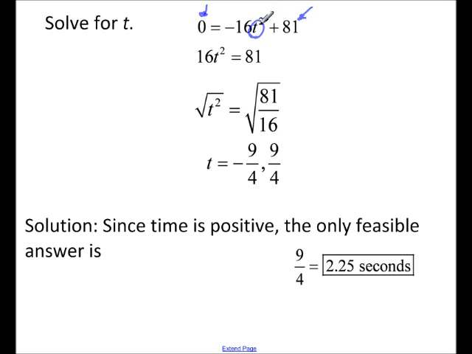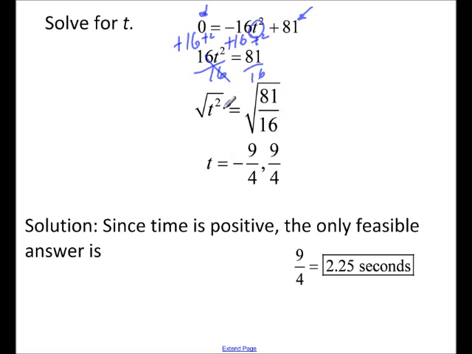Now, we want to get the t squared by itself, so one way we could do that is subtract 81. But then everything's negative and that's annoying. So what we're going to do instead is always add the 16t squared to both sides. Since it's with 0, it just looks like this. Next step is we're always going to divide by that 16. So that gets me 81 over 16 here.